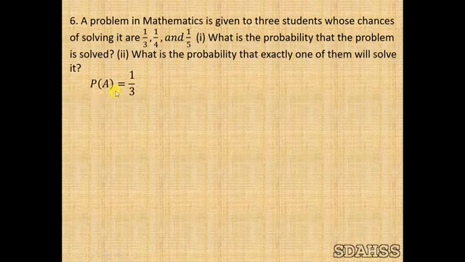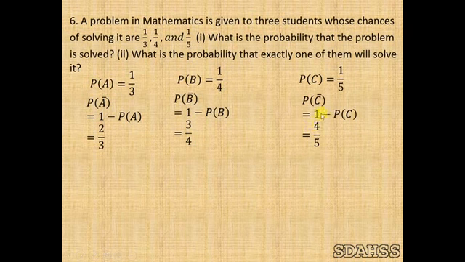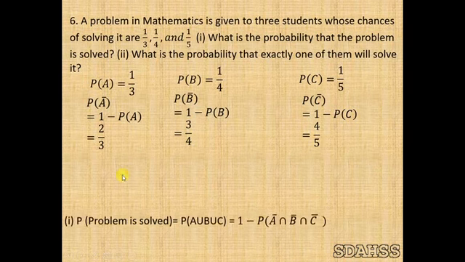Here P of A is equal to 1 by 3, P of B is equal to 1 by 4, P of C is equal to 1 by 5. Next we want to find P of A bar. P of A bar is equal to 1 minus P of A. So 1 minus 1 by 3, that is 2 by 3. P of B bar is equal to 1 minus P of B, 1 minus 1 by 4 is 3 by 4. Next P of C bar is 1 minus P of C, 1 minus 1 by 5 is 4 by 5.